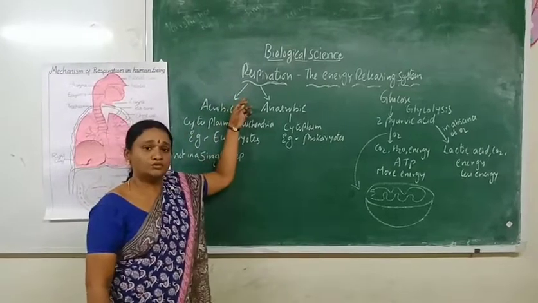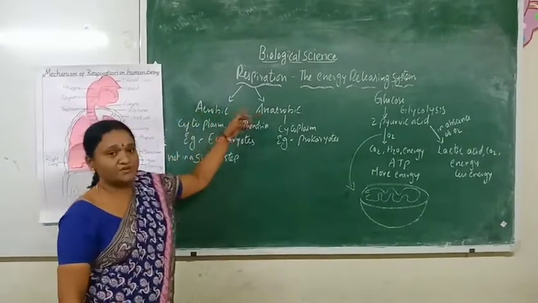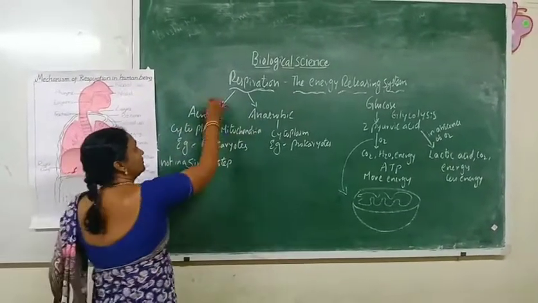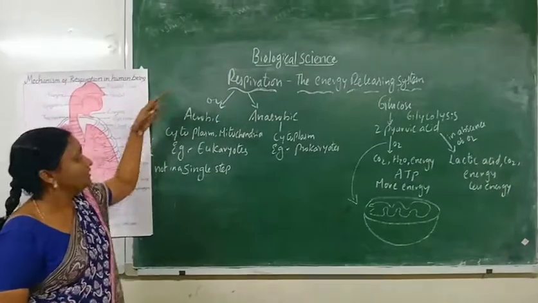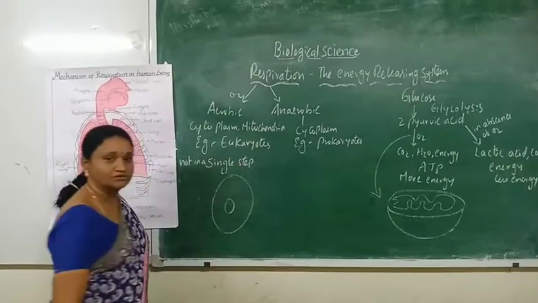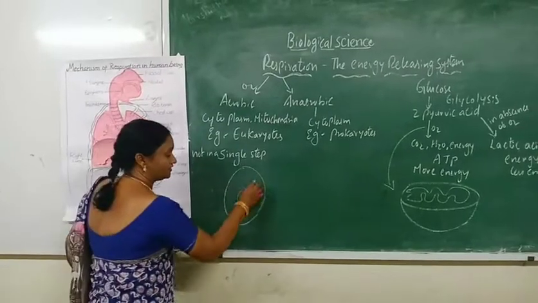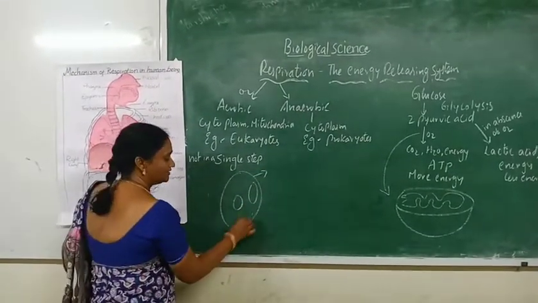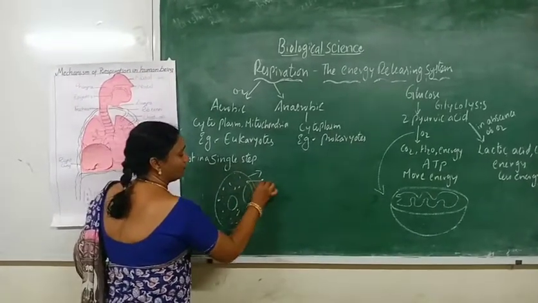We observe two types of respiration in living organisms, that is, aerobic respiration and anaerobic respiration. Aerobic respiration occurs in the presence of oxygen, and it occurs in the cytoplasm and mitochondria. You learned the structure of the animal cell in 9th class. Let's recollect those points. Animal cells are covered with a cell membrane, and inside the animal cell we see a fluid called cytoplasm.